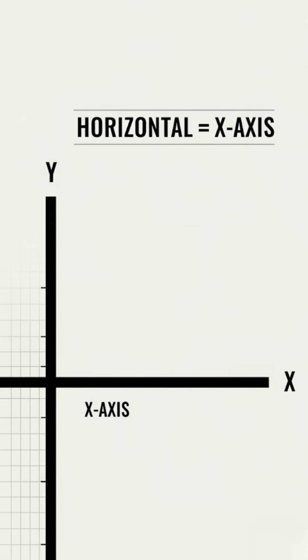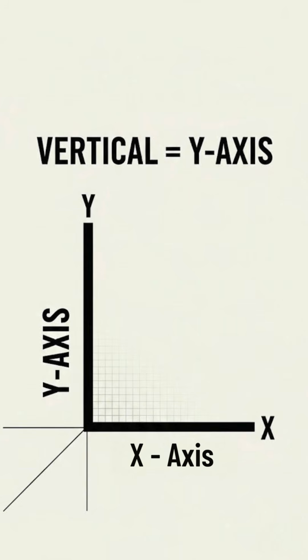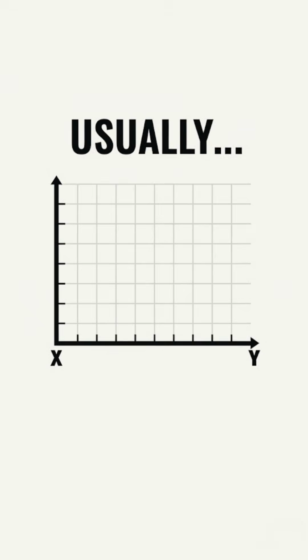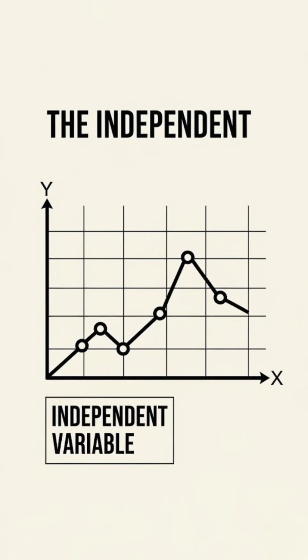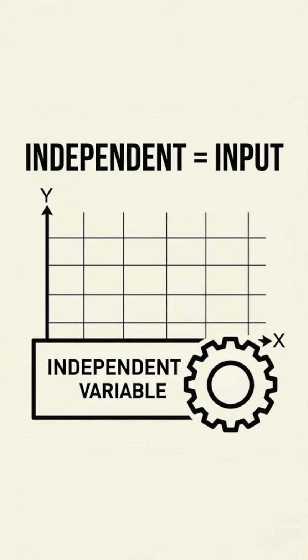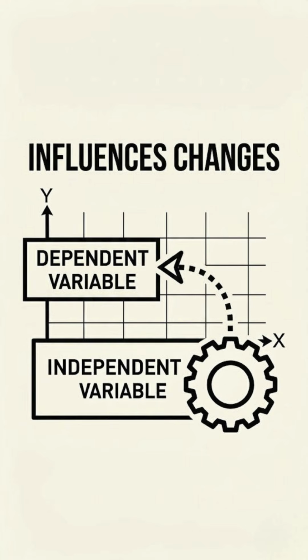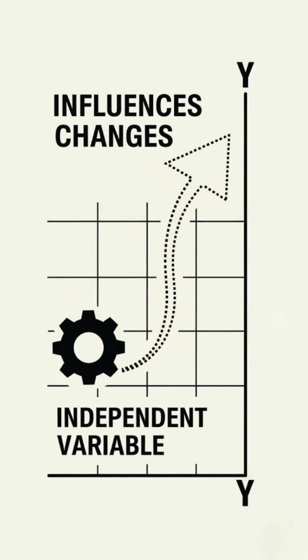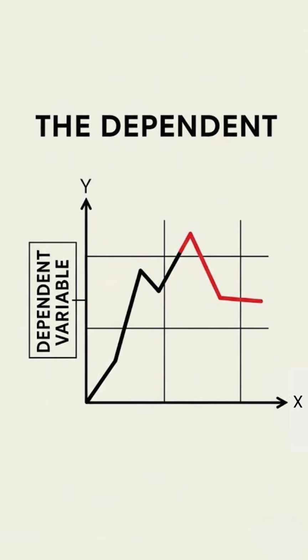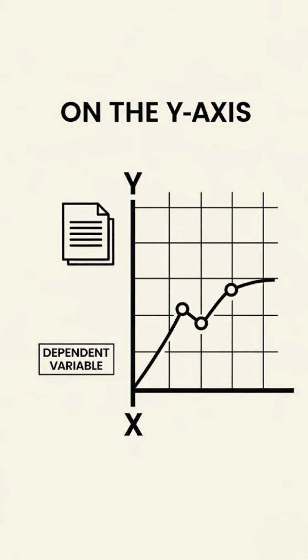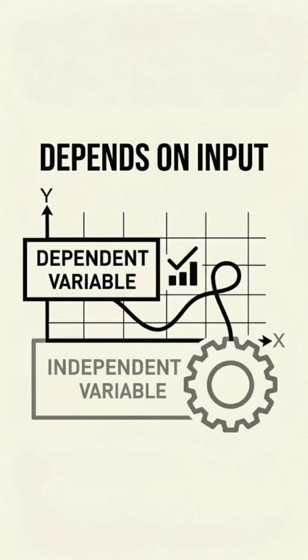We draw two axes. The horizontal axis is called the x-axis. The vertical axis is called the y-axis. Usually, the independent variable is placed on the x-axis. An independent variable is the variable that influences or explains changes in the other variable. The dependent variable is placed on the y-axis. A dependent variable is the variable whose value depends on the independent variable.